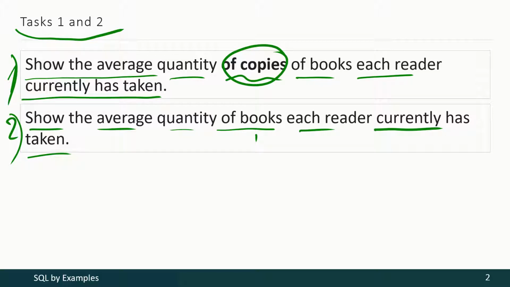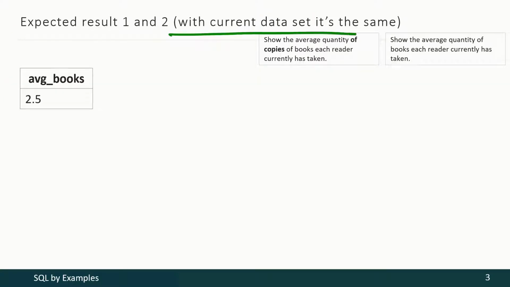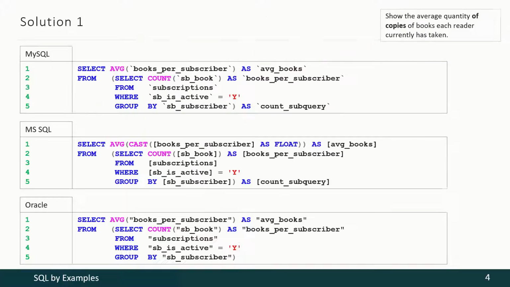If someone has taken, for instance, 2 books with identifier 3, we shall count them as 2 books, and here we shall count them as only 1 book. With our current data set, the result is the same for both tasks, but we shall see the difference in the queries. For the first task, where we are calculating the number of copies of books, the solution is the next. This is the query as the source for another query.